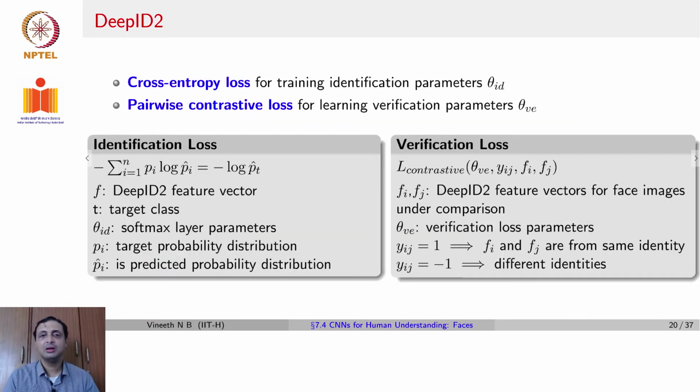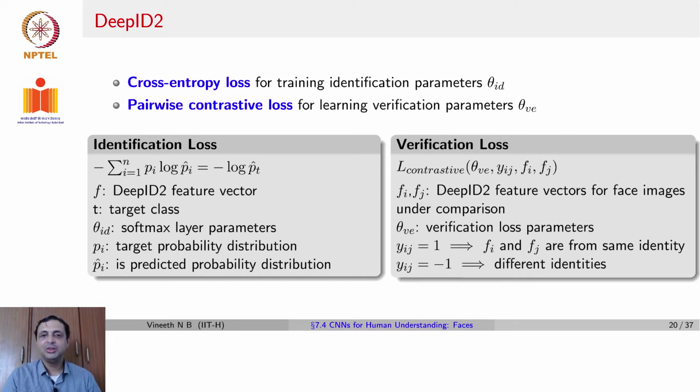How is this implemented? In DeepID2, cross-entropy loss is used for the identification parameters, and pairwise contrastive loss is used for learning the verification parameters. So you have theta ID, which correspond to the weights of the identification module, and theta verification, which correspond to the verification module. The identification loss is given by cross-entropy, as you can see here, where theta ID are the softmax layer parameters, the last layer parameters for identification, and similarly the pairwise contrastive loss, where the verification loss parameters are given by theta VE.